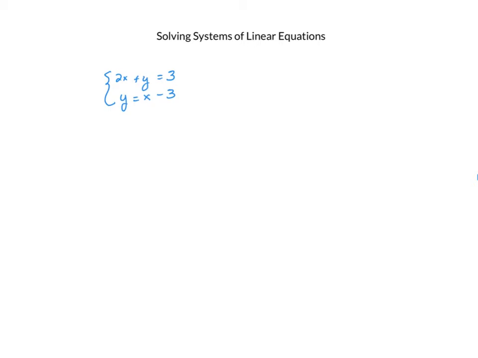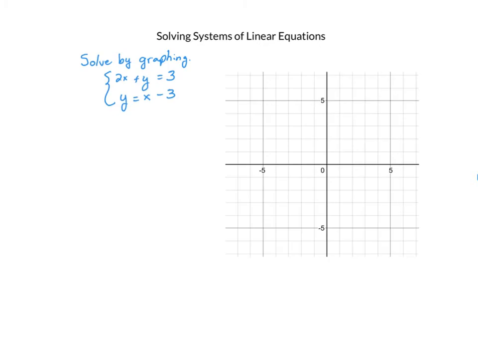So I'm going to write some directions here, and they'll be solve by graphing. Let's start with the first equation. We have 2x plus y equals 3. Let's solve for y. So we have y equals negative 2x plus 3. So we recognize that the slope is negative 2 and the y-intercept is 3, since it is in slope-intercept form.